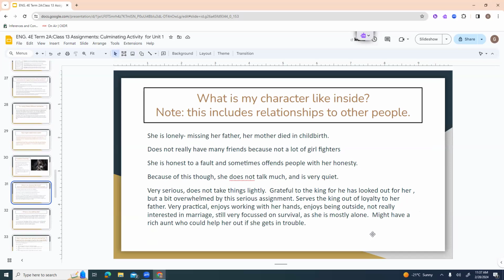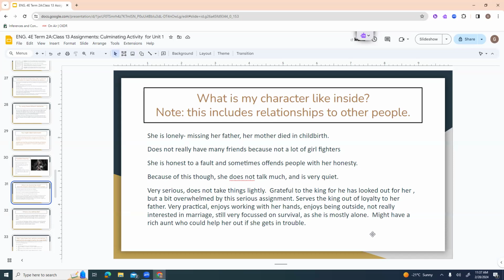So in my mind, my character's a bit lonely. She's missing her father. Her mother died in childbirth. I know that's convenient, but I want the mom out of the way. She does not really have many friends because there's not a lot of girl fighters, right? So she doesn't have many people to hang out with.